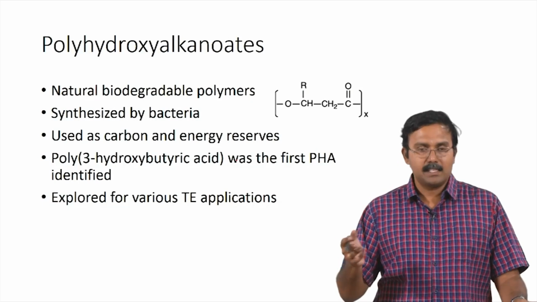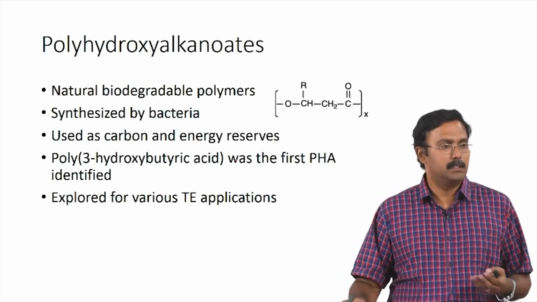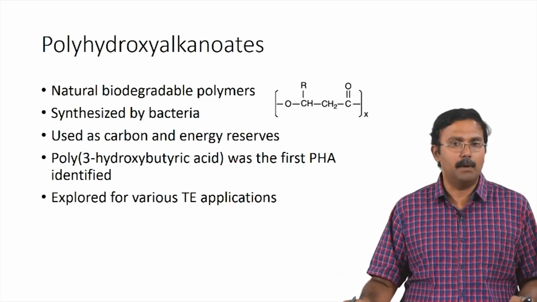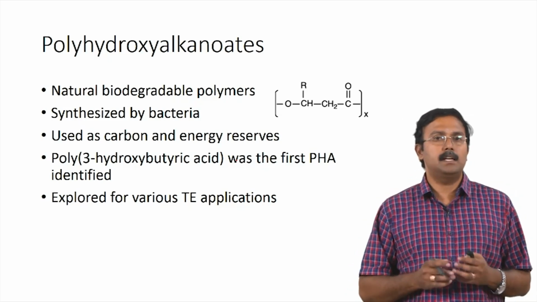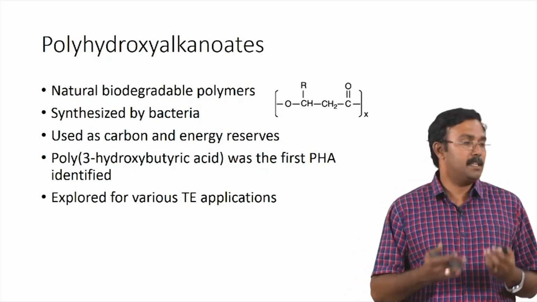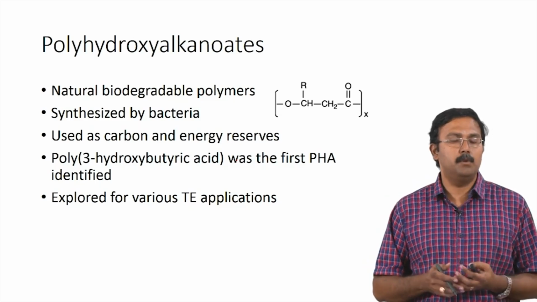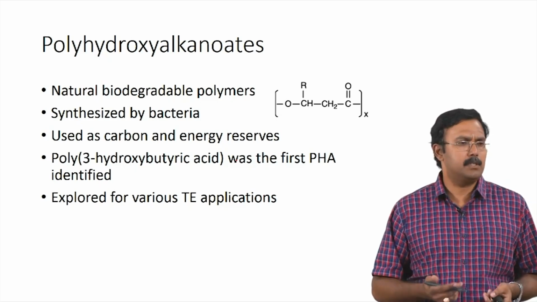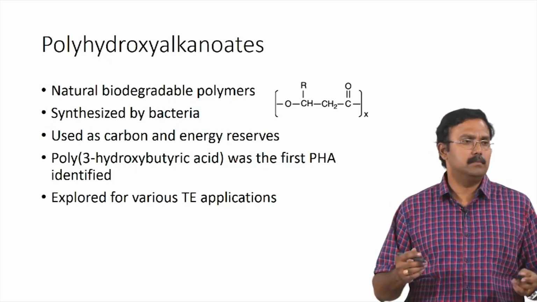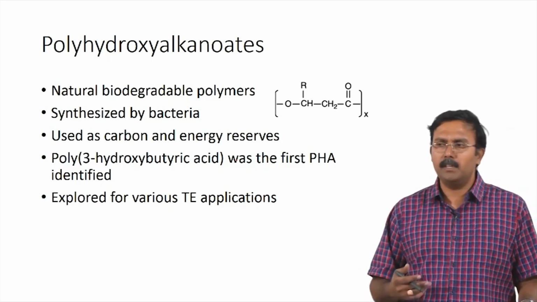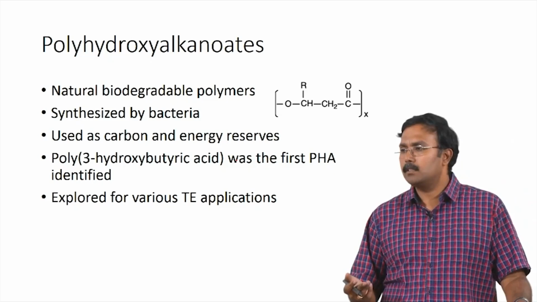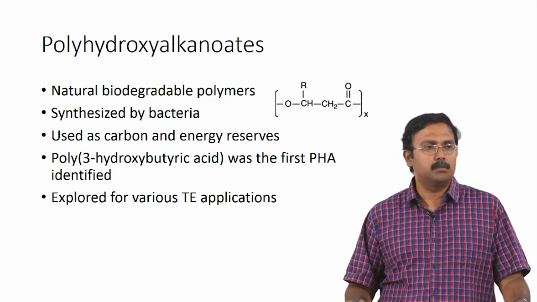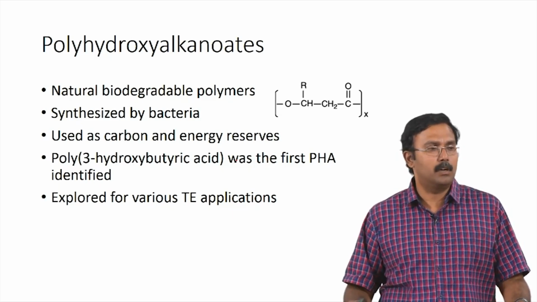The last class of materials is the polyhydroxyalkanoates, which are natural biodegradable polymers synthesized by bacteria. These are used as carbon and energy reserves. The first PHA to be identified was polyhydroxybutyrate, also called PHB, and these have been explored for various tissue engineering applications. Right now a lot of work is being done on fermentation processes for producing PHBs and the other types of PHAs as well. So, you can look up what is going on in this domain.